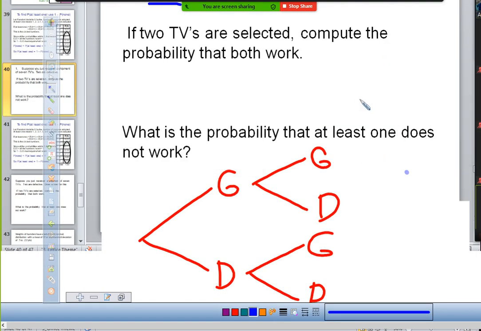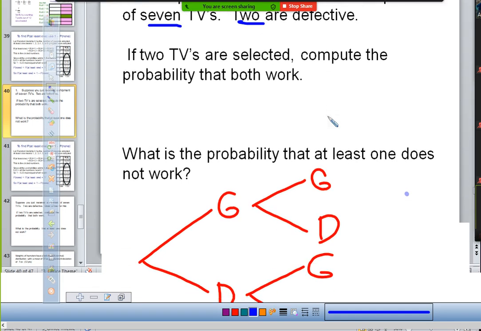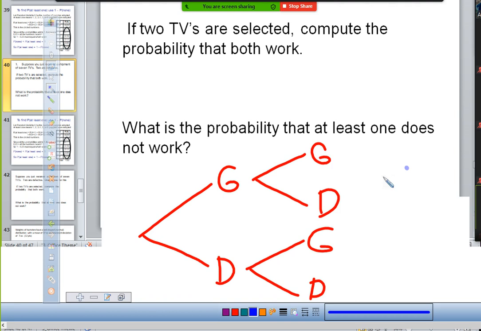Forgot to turn my camera on. So 2 are defective out of 7. So I have 5 good ones, 2 bad ones. And I'm going to pick 2 TVs. So when I pick the first TV, out of 7, there's 5 that are good. So I can either pick a good TV or a defective TV. That's what could happen. So probability I pick a good TV is 5 out of 7. Probability I pick a defective one is 2 out of 7.